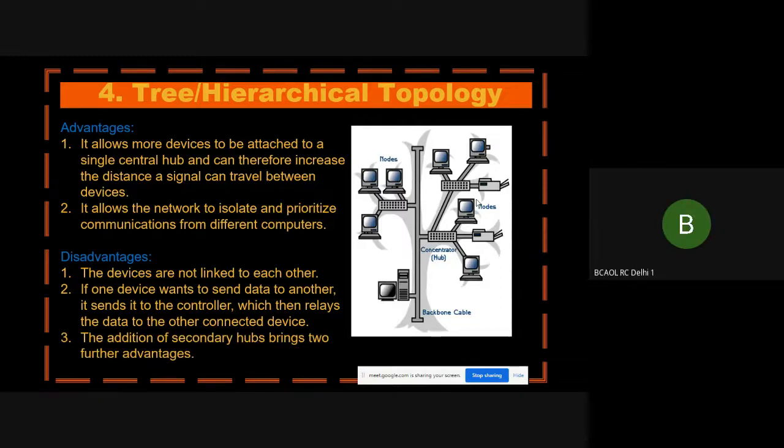And the addition of secondary hubs brings two further advantages. Right. That will be a disadvantage. If you want to increase, you add secondary hubs, more hubs. That will create a problem for transferring one form of data to the other. That is not an advantage. That will be a problem.